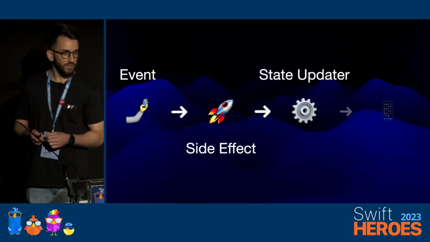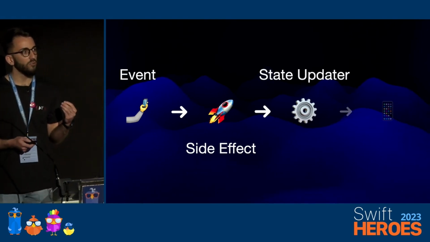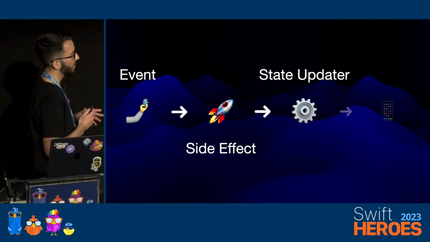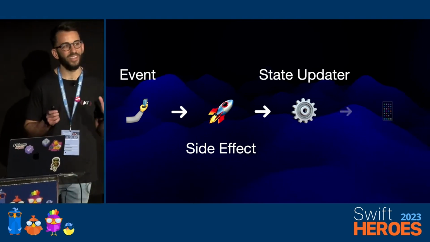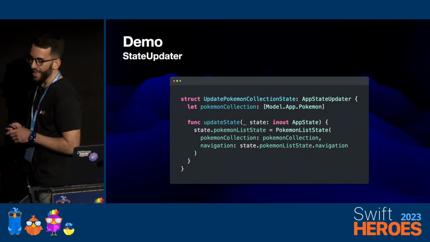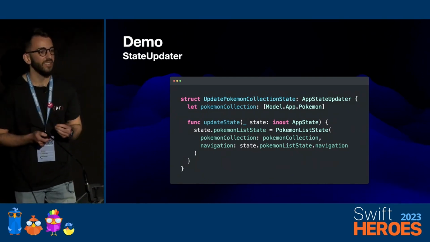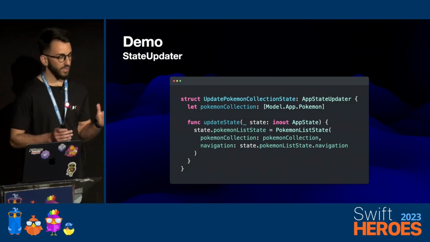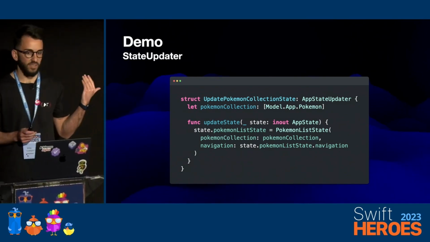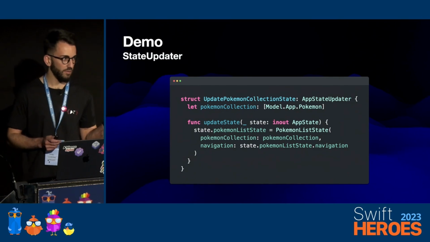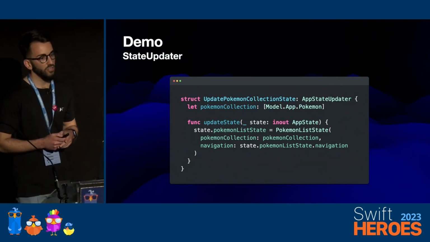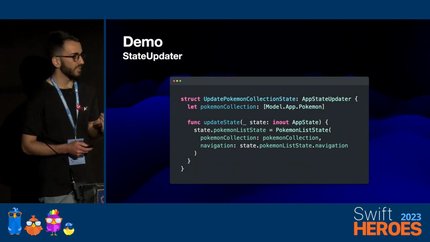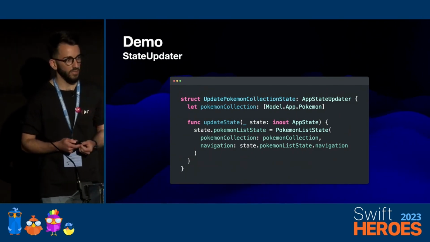As we saw earlier, state updater protocols are used to update the app state. Let's see how a state updater is used. A state updater simply assigns a new value to a specific piece of state. In this case, the Pokemon list substate is updated. Business logic must not be performed inside the state updater. It's simply a value assignment.